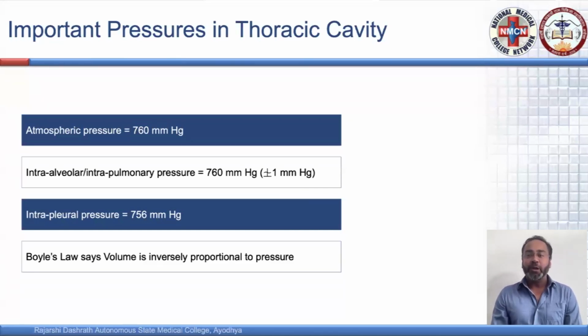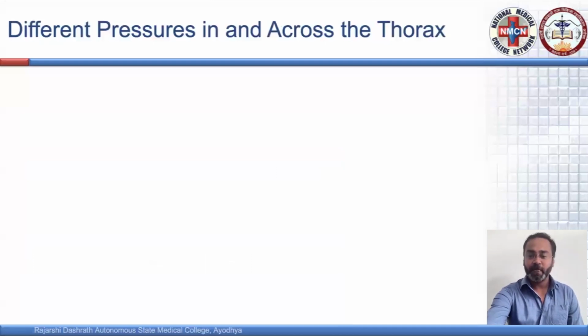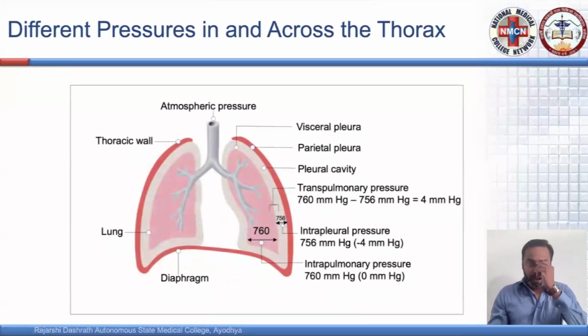Then between the parietal pleura and visceral pleura, the pressure is called intrapleural pressure, which is less than the atmospheric pressure, around -4, which comes to be around 756 millimeters of mercury. Then we'll talk about a very important law, Boyle's law, which is very important to determine the pressure inside the respiratory system. So now, how there is a difference in the pressure, we'll talk about this.